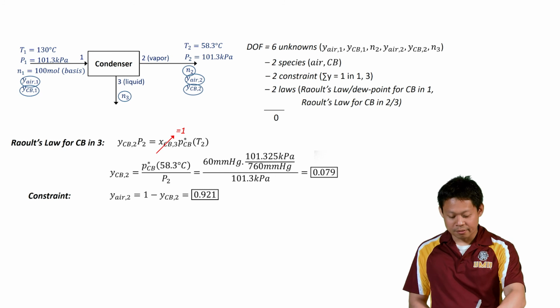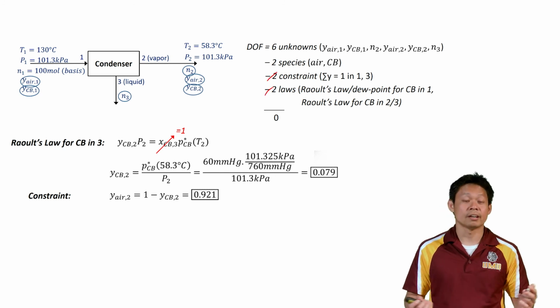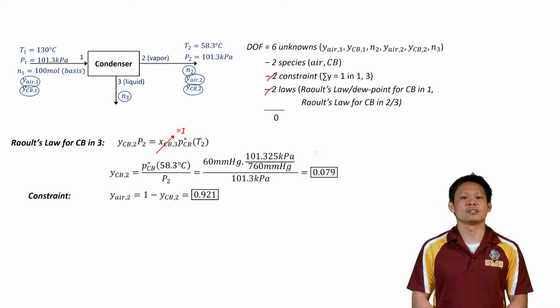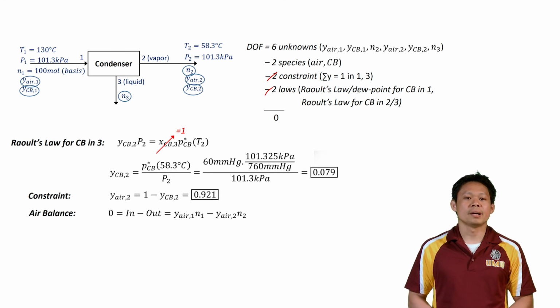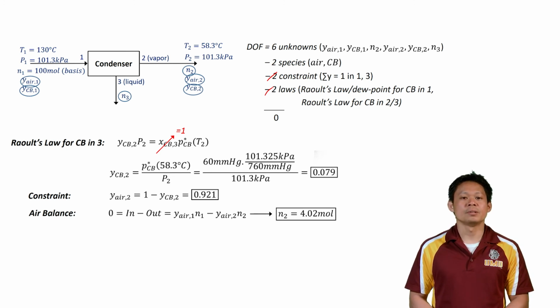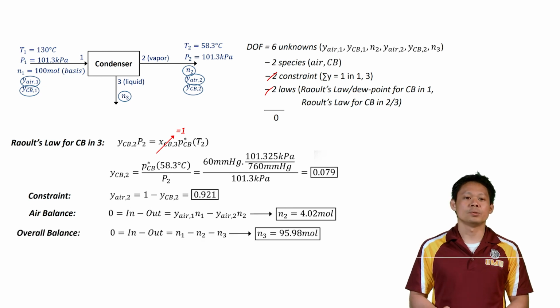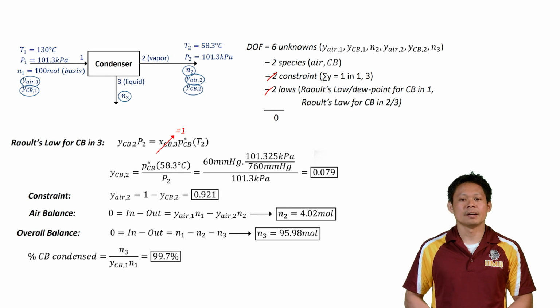So once we have that, we have finished our constraints, we have finished our laws, write our two balances. That should give us our last two unknowns. The air balance, from here, the only unknown left is our N2, and we get N2 as 4.02. Do an overall balance, the only unknown left is our N3, and we solve for that.